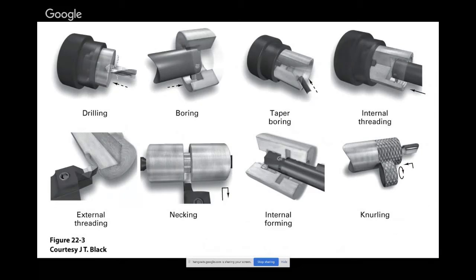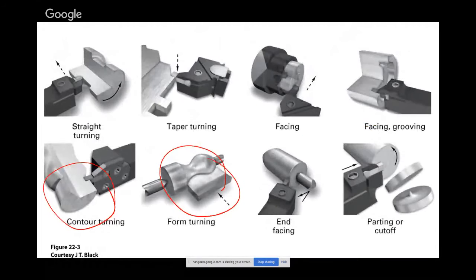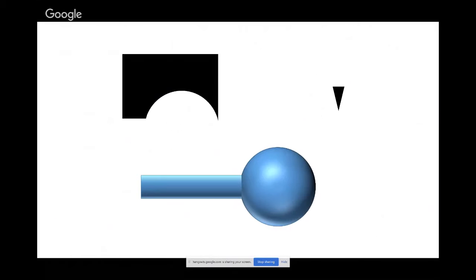First off, drilling we talked about, just in and out. Boring is kind of inside turning, and you can do this with a taper. You can either do a fancy way to put threads on, internal or external. Turning, facing, these are a lot of different names for things. Let me focus here on contour turning versus the form turning, okay?